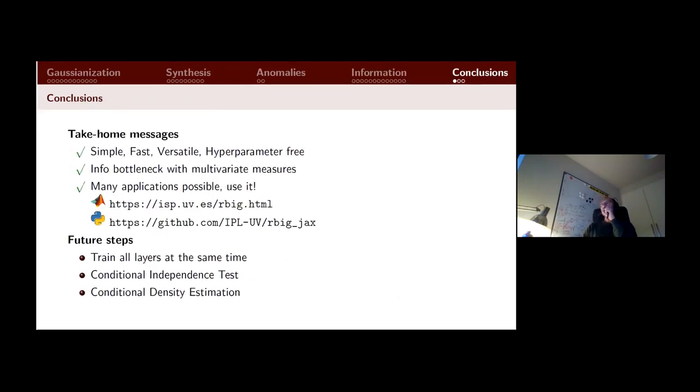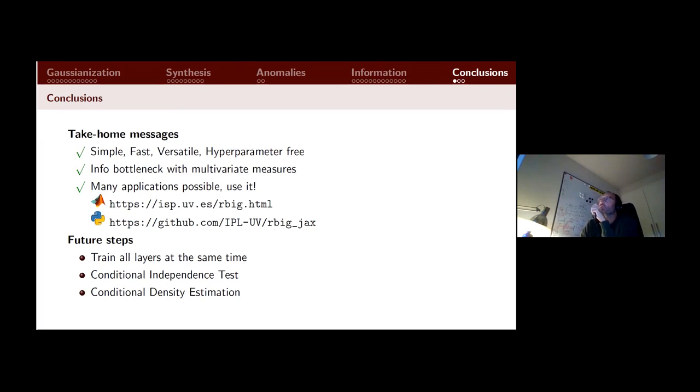And basically, I would like to end up with some take-home messages. Essentially, there's one: RBIG is a fast method. It's unsupervised, and it's a useful and quite robust tool for PDF and information theoretic measures estimation. I would like to recommend it to you. It is available in Python and MATLAB.